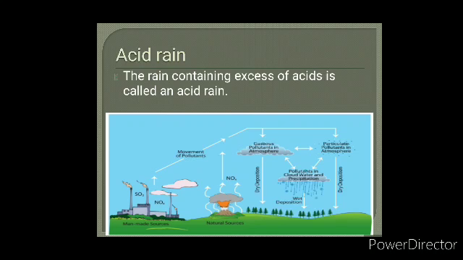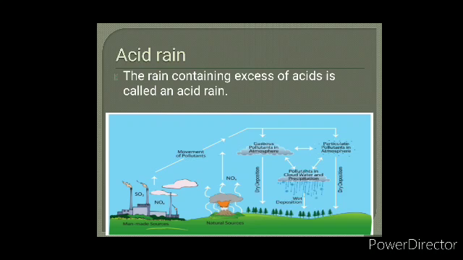Sulfur dioxide, nitrogen dioxide and carbon dioxide are released into the atmosphere from industries, from vehicles, from burning of fuels and for other things. So these gases, when mixed with water, form very dangerous acids and the rainwater becomes acidic.